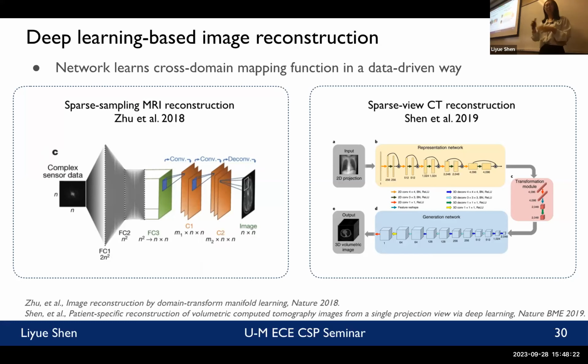This comes to the very early stage of the research works, including sparse sampling MR reconstruction, which used this kind of 3-layer neural network, and also sparse view CT reconstruction, which used a deeper network, while also based on this kind of supervised training from the paired data.